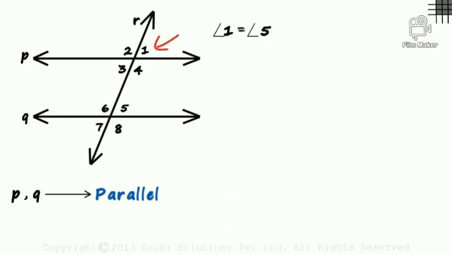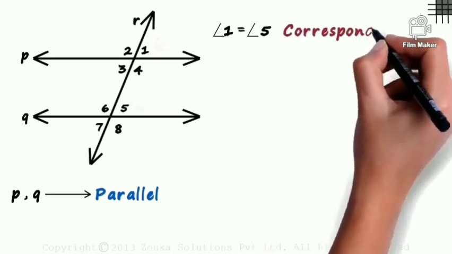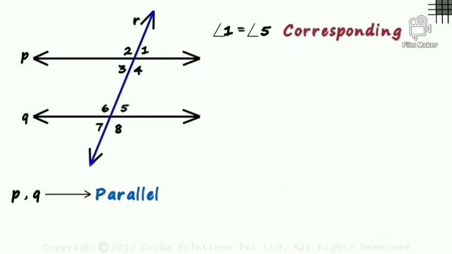If you observe, angle 1 and angle 5 will both be equal. Those are called corresponding angles. It doesn't matter how the transversal is placed. Here the angle 1 and angle 5 will always be equal. Now let us see another page.